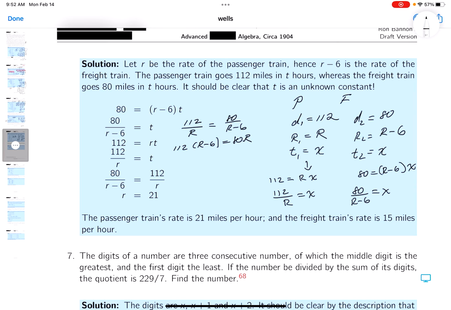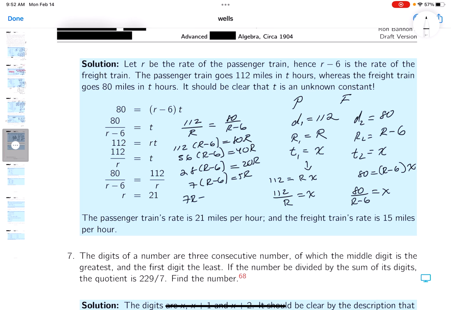And you're going to get, let's see, 56 times R minus 6 would be 40R. I'm going to keep going. I'm going to divide by 2 again. You would get 28 times R minus 6, 20R. Wow, I can divide by 4 now. What do you get? 7 times R minus 6 equals, I'm dividing by 4, by the way, 5R. Looks pretty simple now, by the way.